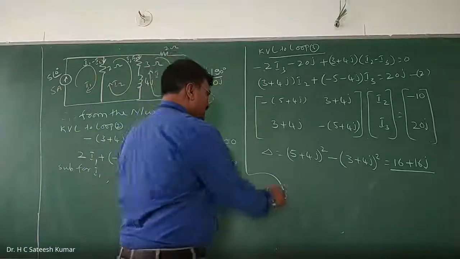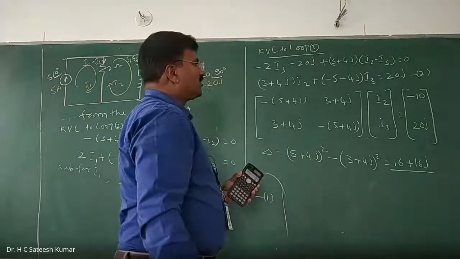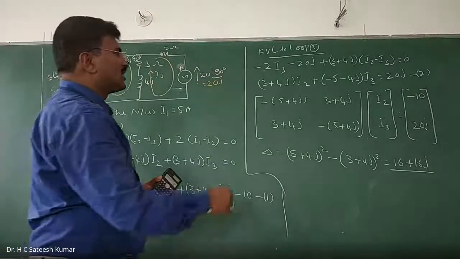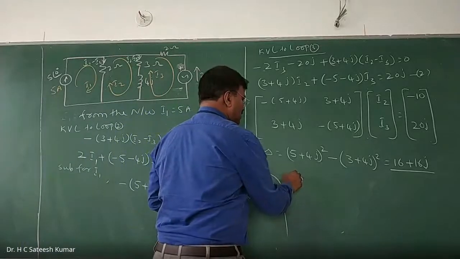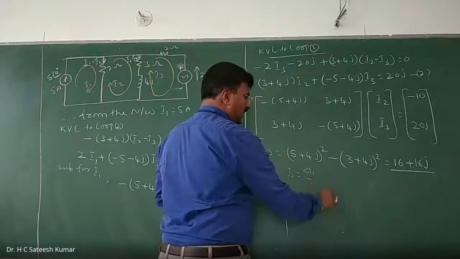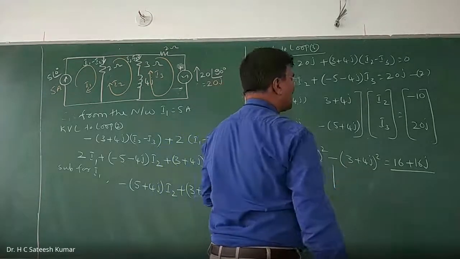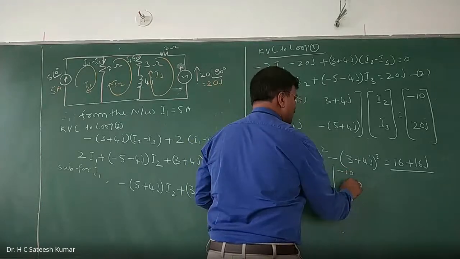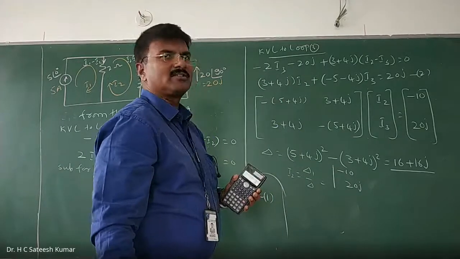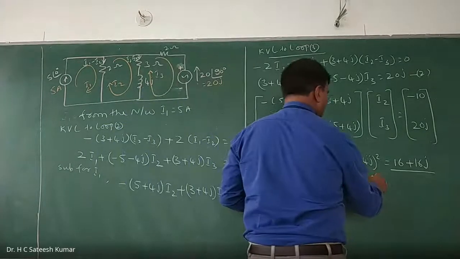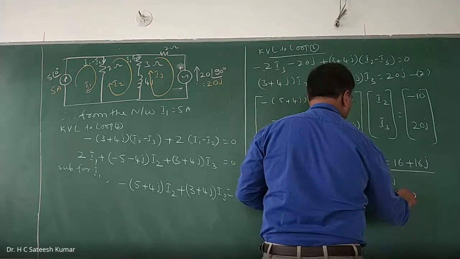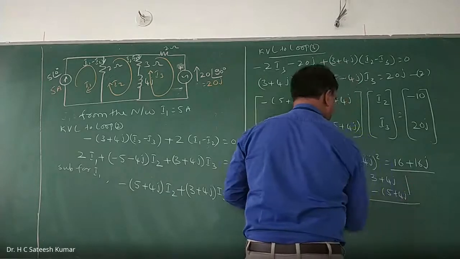Next, we have to find I2 and I3. So I2 is equal to delta 1 by delta. Delta 1 is nothing but replacing the first column by the right hand side, minus 10, 20j. I am applying Cramer's rule. The first column is replaced by the right hand side, and the second column will be 3 plus 4j and minus 5 plus 4j, divided by delta and written as it is.